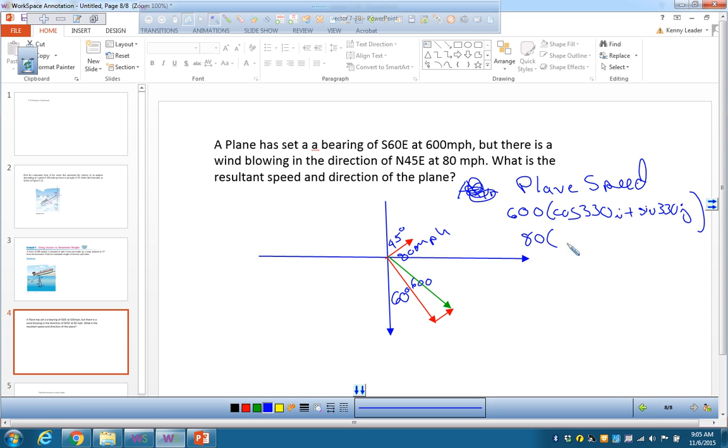80 miles an hour, and that's 80 cosine of 45 in the i, plus 80 sine of 45 in the j. All right? When you add these two vectors together, you add their i components and you add their j components, and that would give you your resultant vector.